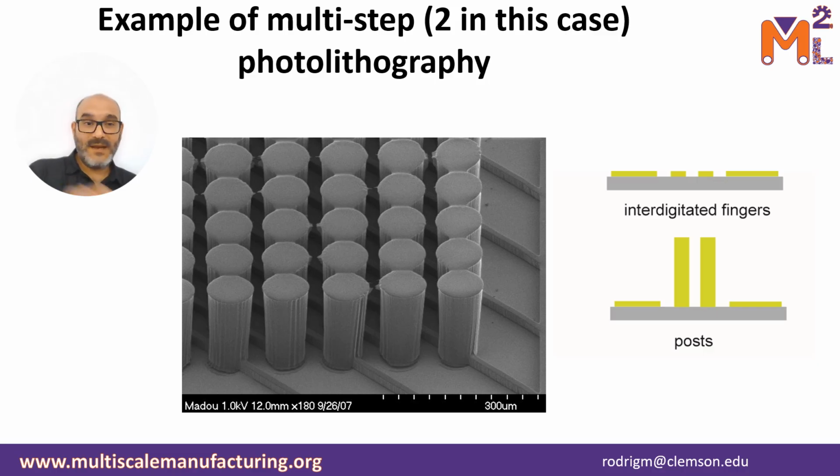And at the end, you can end up with features that look like this, right? This particular structure is basically two processes of photolithography. The first process creates these planar structures, and the second process puts these posts aligned with those planar structures. So if everything goes okay, you should have something similar to the design that you were looking for, right?